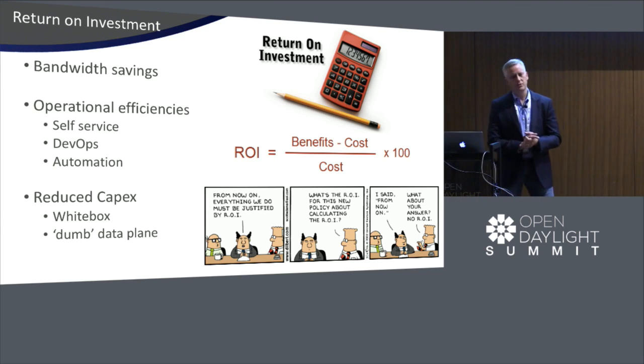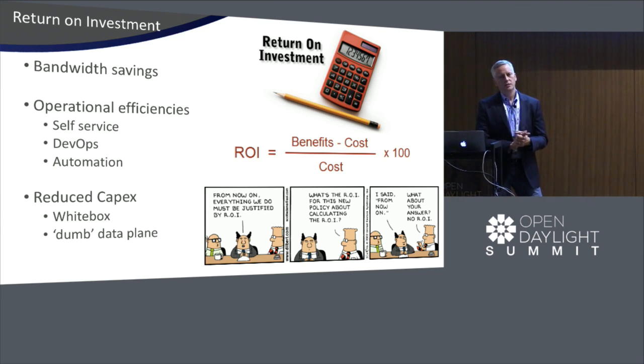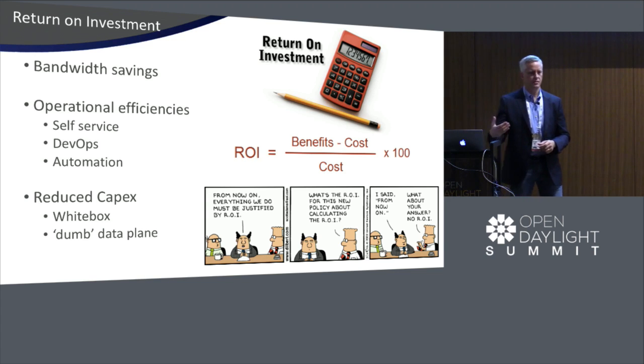Operational efficiencies are sometimes harder to quantify, but you can do so with cost of people and how much time is spent on category X, et cetera. But what you're really enabling there with SDN is self-service, DevOps efficiency, automation, right? And so you can put some numbers to that. And then you potentially have CapEx savings.